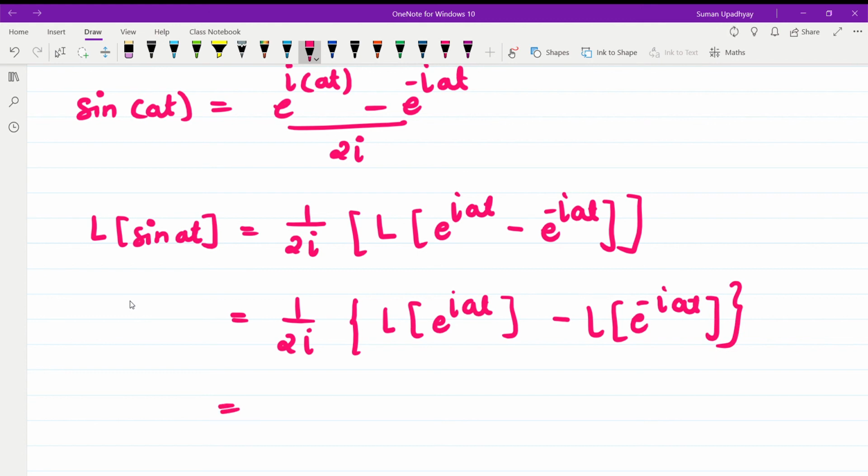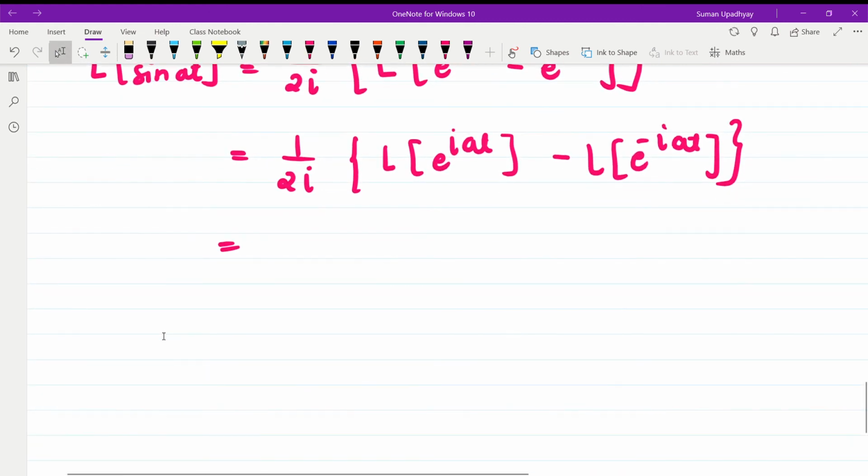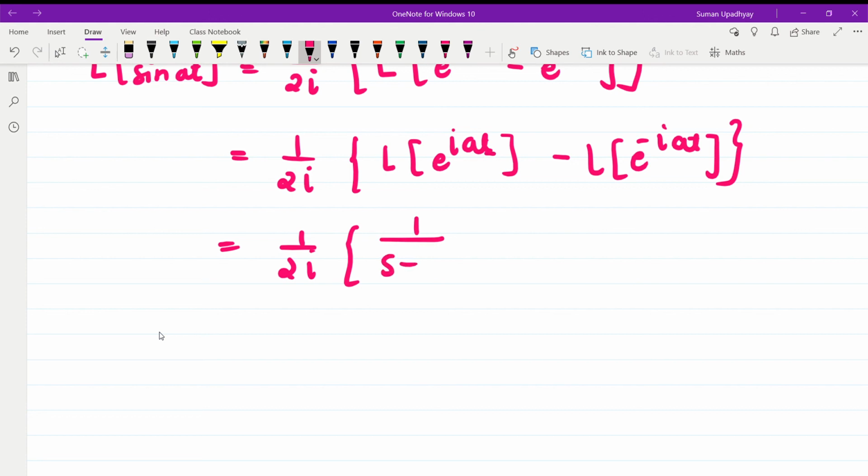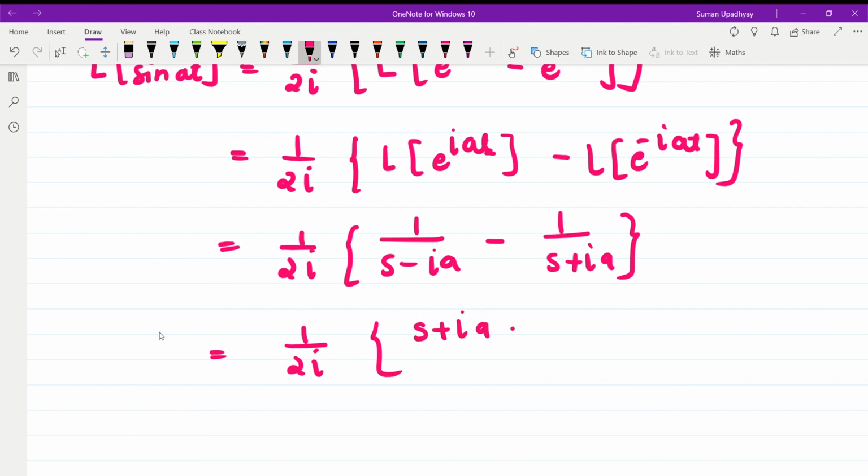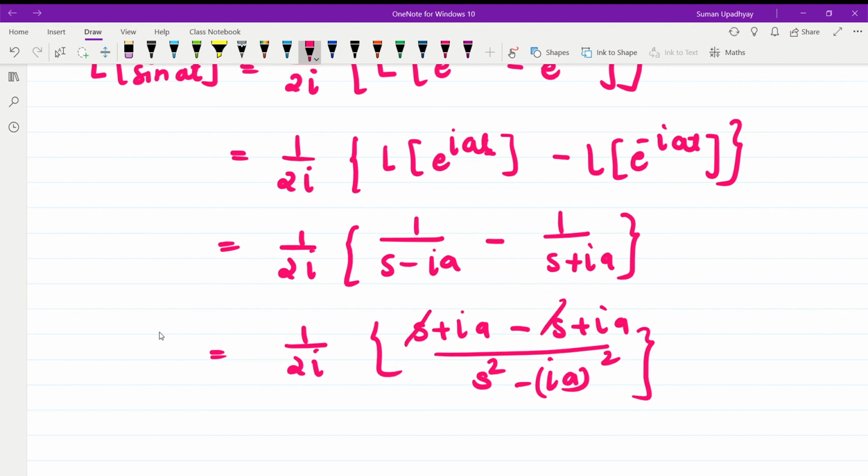I already have told you above what is the Laplace transformation of e raised to at. So its answer is going to be 1 upon 2i times, 1 upon s minus the t's coefficient we are going to subtract, which is ia over here, and here it will become s plus ia. We are going to simplify it. 1 upon 2i, cross multiply it: s plus ia minus s plus ia, and in the denominator we are going to get this. Now this and this is getting cancelled.